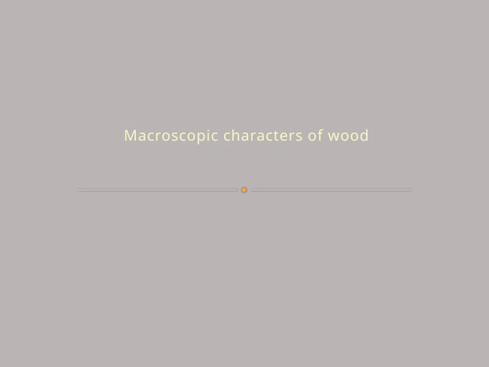This is the first slide of our presentation, titled Macroscopic Characters of Wood. We'll be looking at the key features that can be observed with the naked eye and how they help us understand wood better. Over the next few slides, I'll guide you through the main characteristics and their significance. So let's get started and enjoy the journey into the fascinating world of wood.